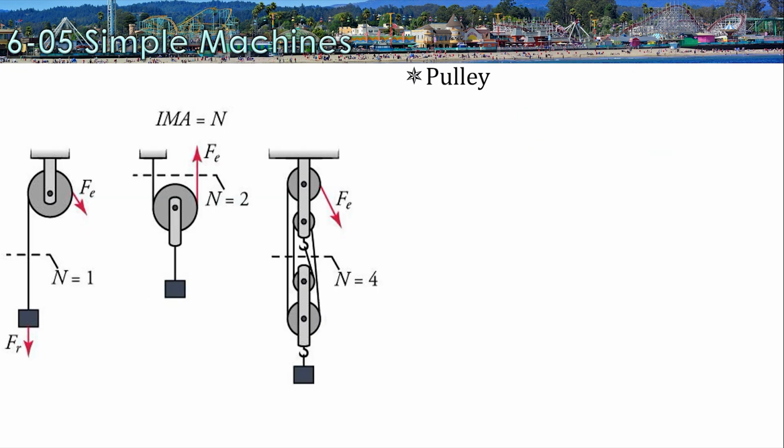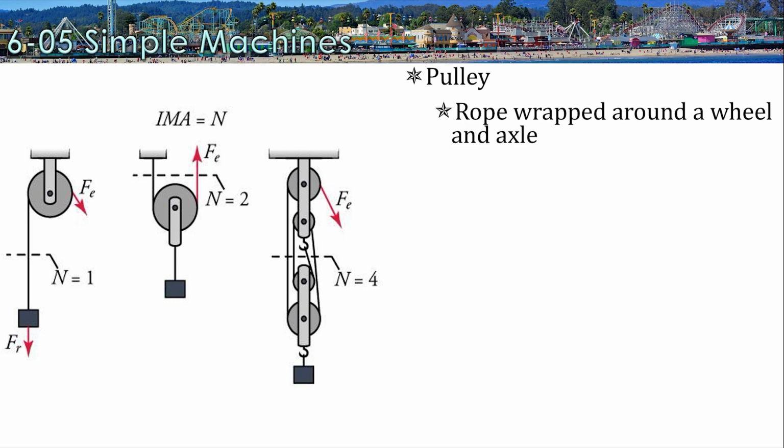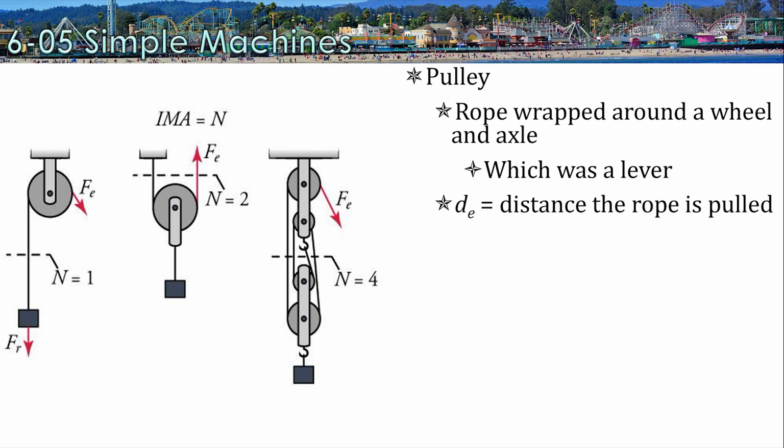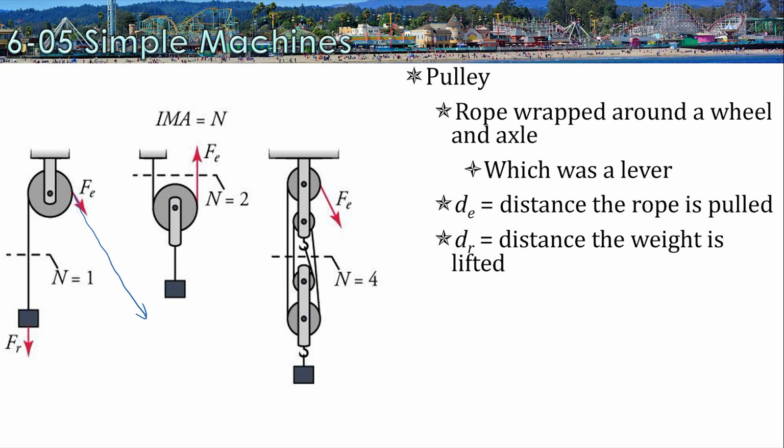The last simple machine is the pulley, which is a rope wrapped around a wheel and axle. The wheel and axle is a lever, so it's rope with a lever. The effort distance is the distance the rope is pulled. The resistance distance is the distance the weight is lifted. So in this first case, we're just pulling it once around, and those are the same. The mechanical advantage is 1.